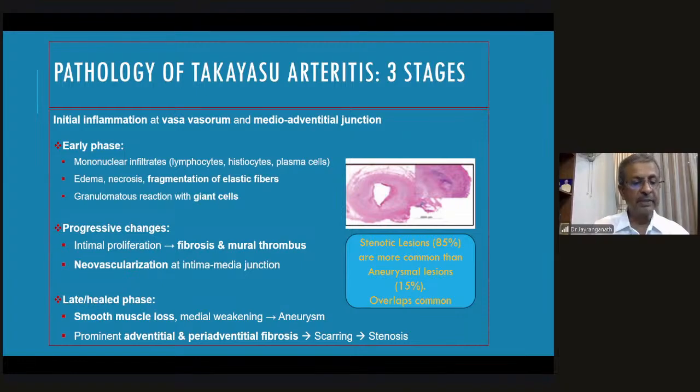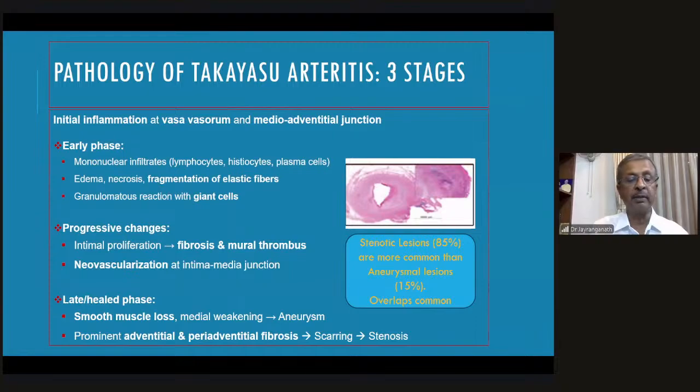In the progressive stage, the next stage, proliferation of the intima happens, causing fibrosis. And that's the stage where the mural thrombus happens. In that particular stage, clinically, there could be a thrombotic stage with various thrombotic episodes in a particular patient. Please remember, when an acute event happens because of the thrombotic stage, that is still in the early stages of Takayasu or aortoarteritis.